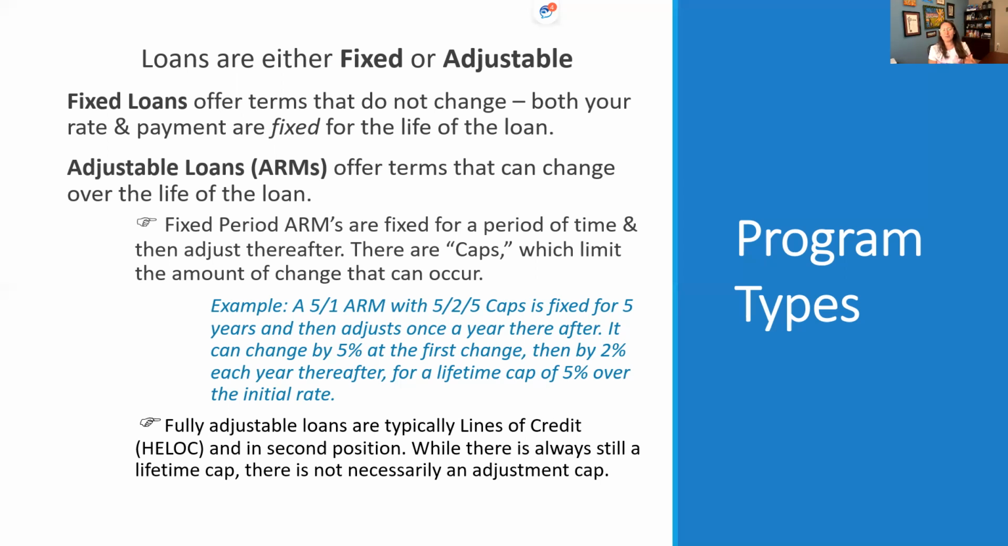Also talking about adjustable rate mortgages, there are fully adjustable loans. We think of these as HELOCs, or lines of credit, right? Think of it like a credit card on your house. And so there's still a lifetime cap, but usually there's not necessarily an adjustment cap. They can change monthly. They don't really change more than once a month, but they can change monthly. So if you hear the Fed is changing rates, they're changing prime, they're changing these line of credit rates. Those are fixed rates and adjustable rates.